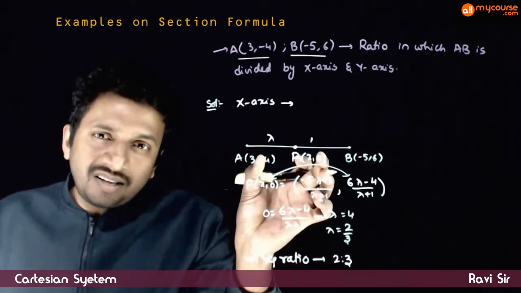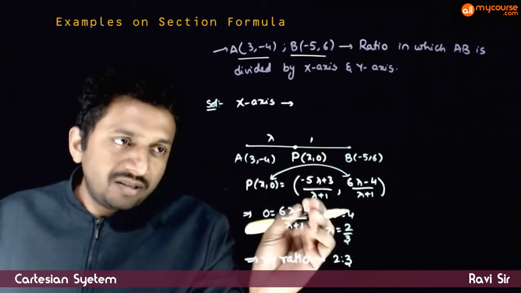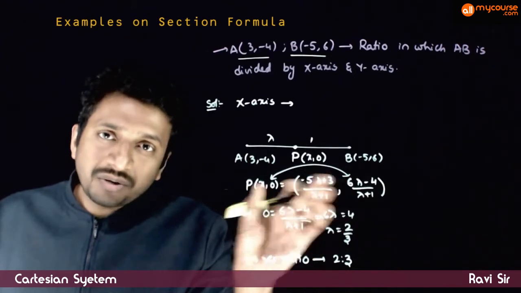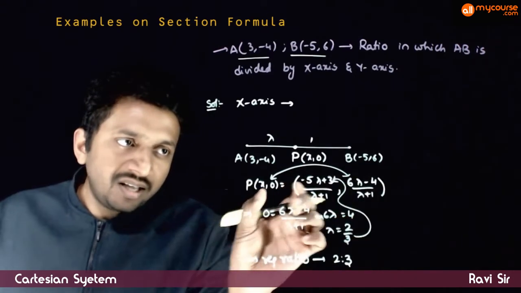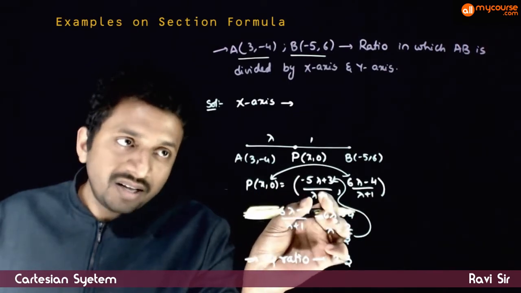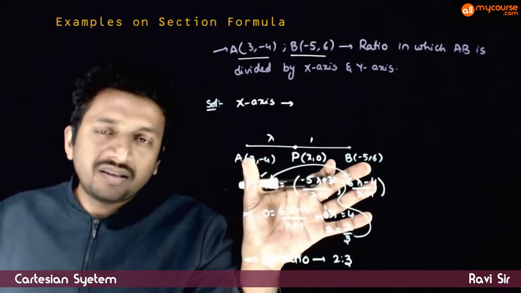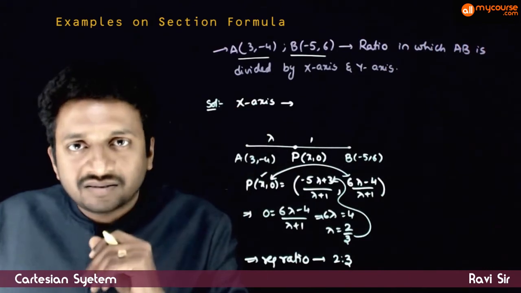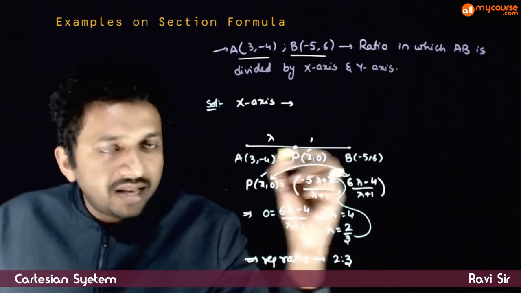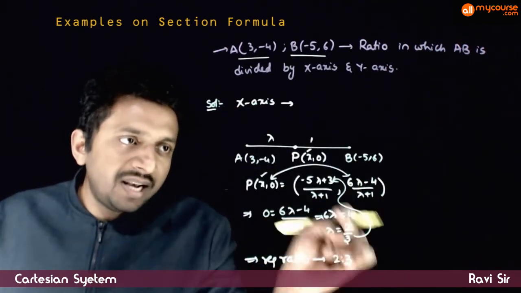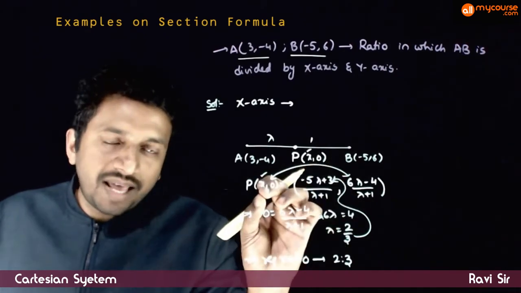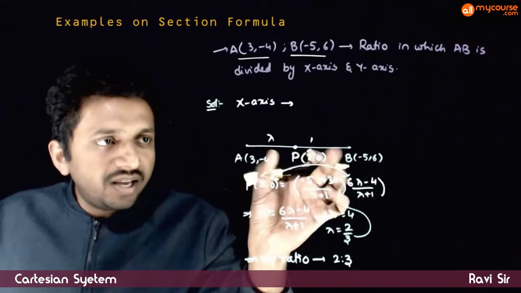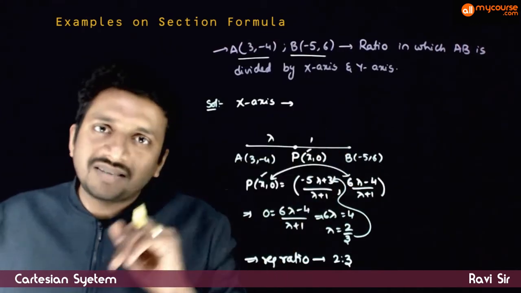So using this process, what you can also do is, once you get this lambda, if you substitute it in this x coordinate, you can find the point where this AB meets x-axis. You can also find the value of x. Just by substituting lambda is equal to 2 by 3 here, you calculate this number. That will be the x coordinate of the point where the line segment AB cuts x-axis.